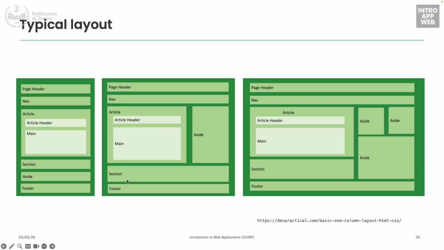What do we have in the section? The section is something generic. It can be whatever. It can be some ad. It can be some sponsor there. What's the difference between the section and the aside? That the section is not related to the main content. For instance, if the news is about politics, maybe the section can be an ad or whatever on clothes. So it doesn't have any relation with the main content.